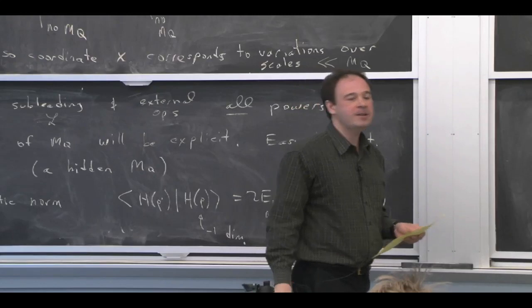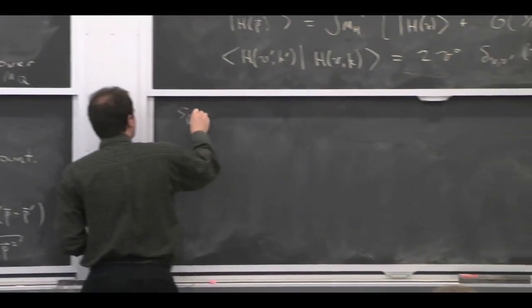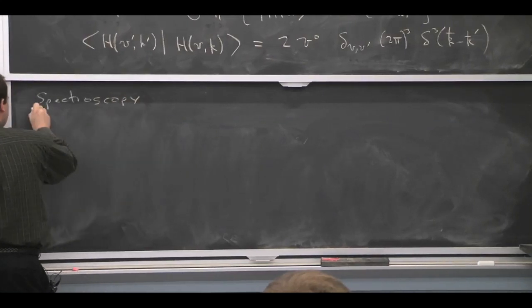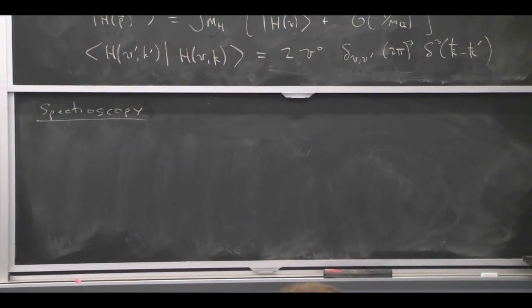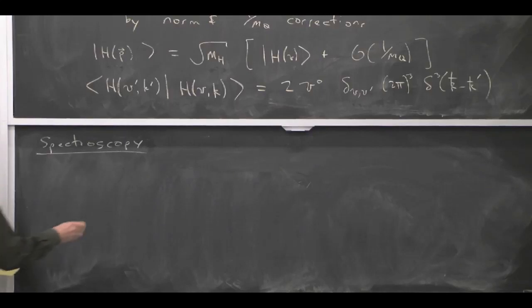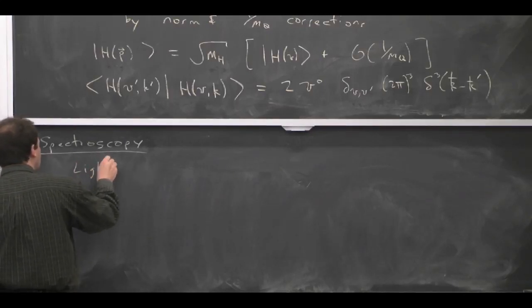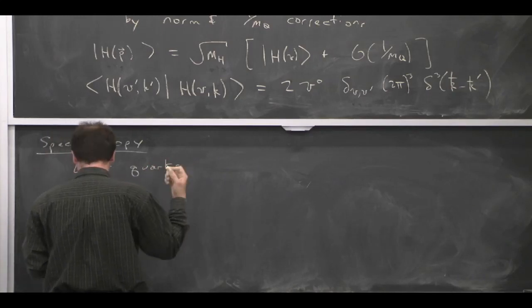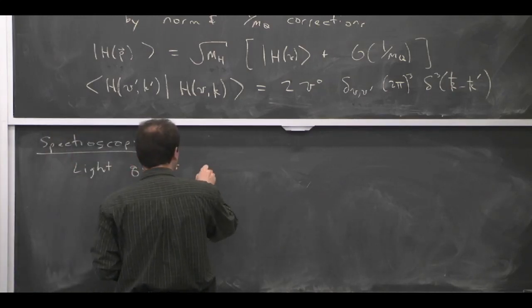What can we do with the theory? Well, one thing that we can do immediately is do some spectroscopy. So this will actually show us partly what kind of predictions we can make from symmetry.